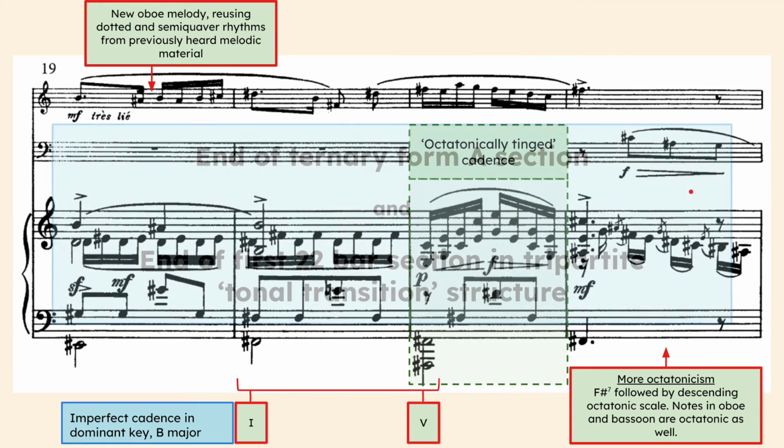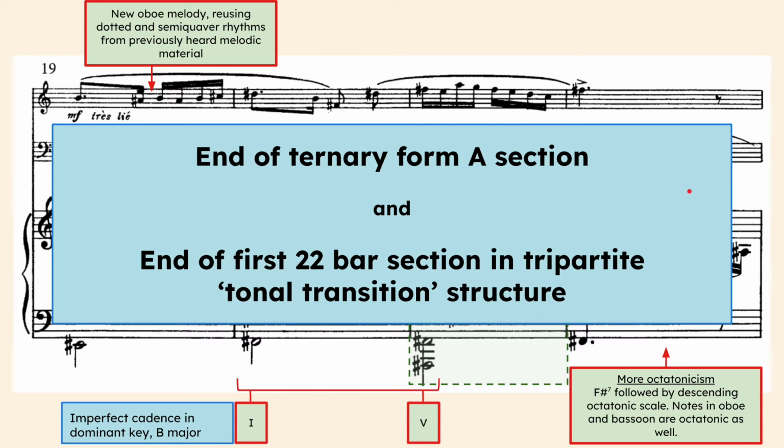That brings us to the end of the first sections in both the structural interpretations we mentioned at the start, the end of the A section in ternary form and the end of the first 22-bar section in the tripartite tonal transition structure. And here we get yet more neoclassical elements. In typical classical ternary form, we might expect this A section to end with a perfect cadence in its opening key, B flat major. But what we get instead is an octatonically tinged imperfect cadence in B major, making this a very neoclassical treatment of ternary form.